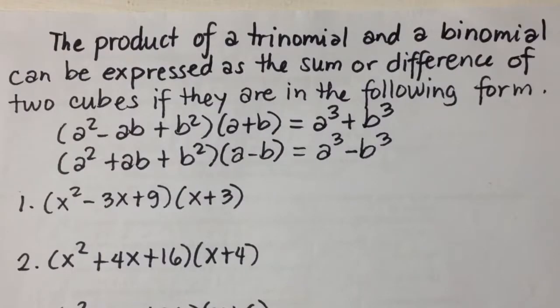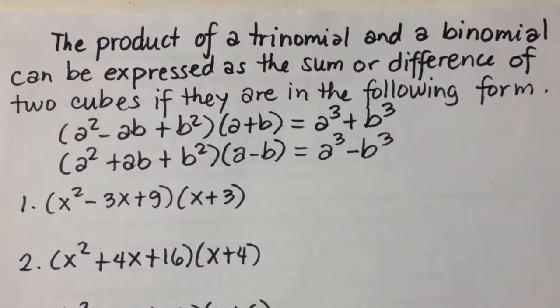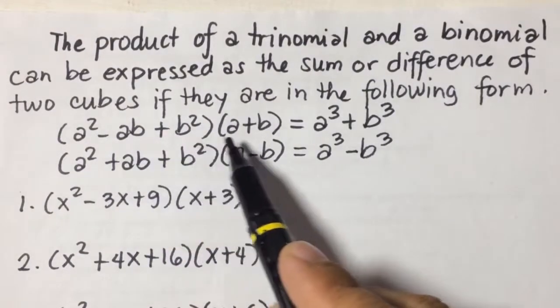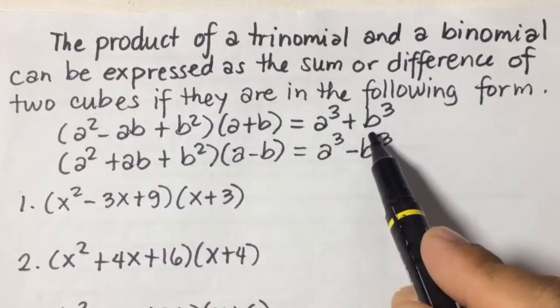The product of a trinomial and a binomial can be expressed as a sum or difference of two cubes if they are in the following form. Number 1, the quantity a squared minus ab plus b squared times the quantity a plus b will be equal to a cubed plus b cubed.